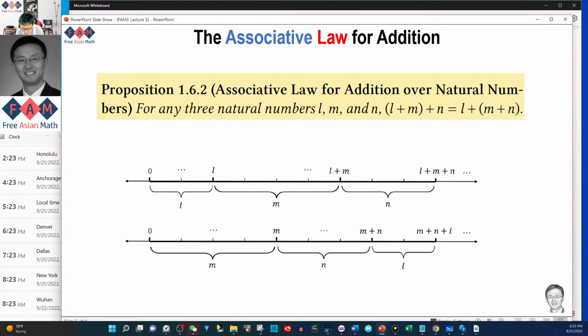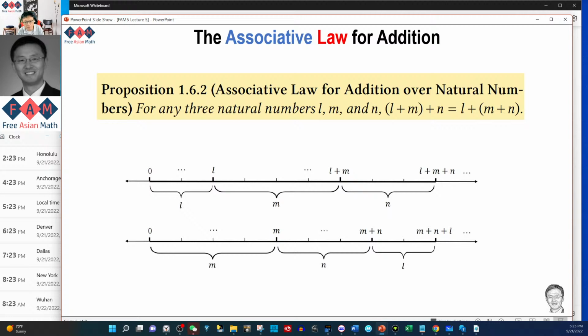Okay, so L plus M first, M plus N equals to, if you add M and N, the second and third first, then use that result in the first addition, add that to L, the final result should be exactly the same. And that's exactly what the associative law tells you.